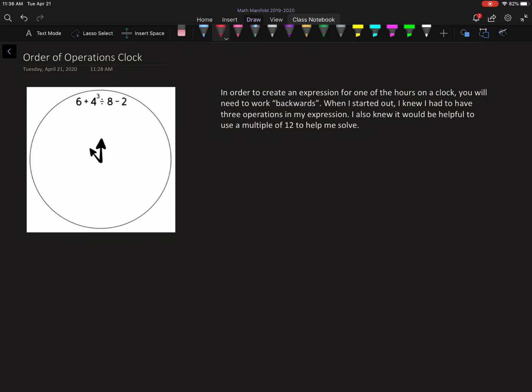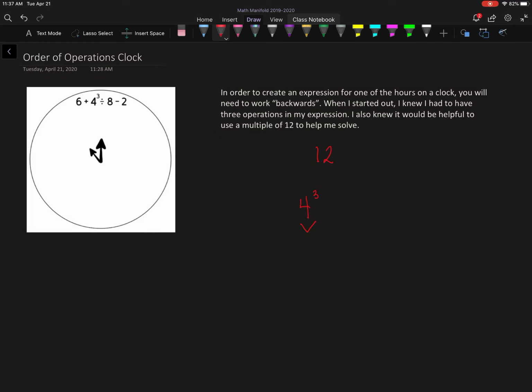Since I knew my answer had to equal 12 o'clock, I started thinking about, okay, what if I started with the biggest part of my expression? And this is where I was also trying to think of multiples of 12, but I was also trying to think of factors of 12 as well to help me work through my problem. So I knew I wanted to have an exponent in here to show you guys as an example. So I ended up coming up with 4 to the third power.